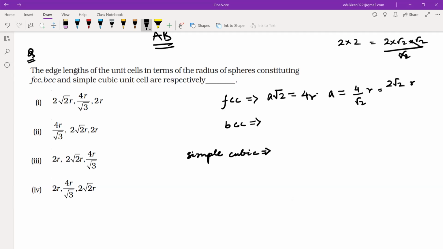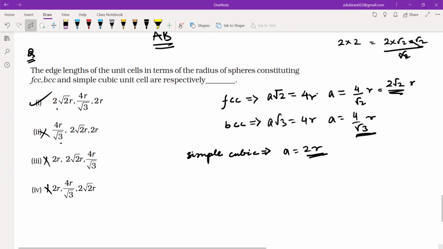So now look at the options here. First option, 2 root 2. The second option is not right, the third option is also not right, and the fourth option is also not right. So only the first option is right. And you can further prove it. For BCC, a root 3 equals 4r, so a will be equal to 4 by root 3 r. Similarly, for simple cubic, a is equal to 2r. So you have 2r here, 4 by root 3 r, and here you have 2 root 2 r.